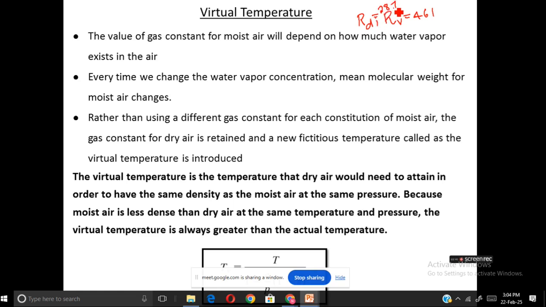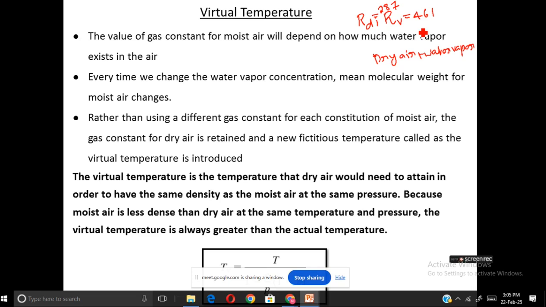Suppose we have a moist air parcel which has both dry air plus water vapor. If only dry air is there, we use the value of Rd, which is 287, and if we are considering only water vapor, we use 461. For moist air with both, the value of the gas constant will depend on how much water vapor exists in the air. What is the concentration of water vapor in the air parcel? How much percentage of it is occupied by water vapor?